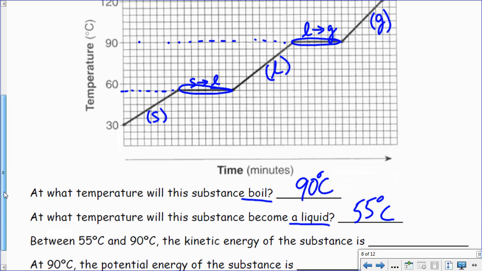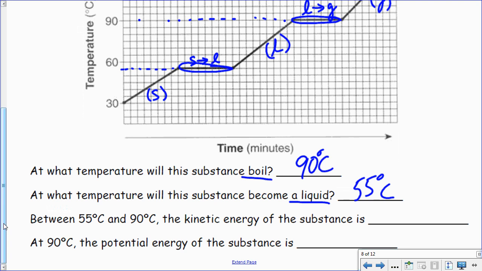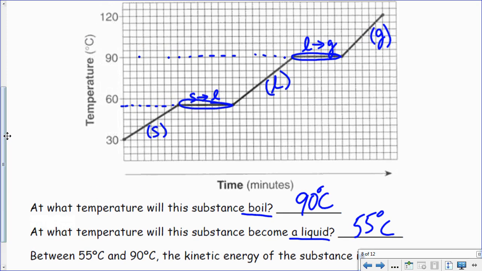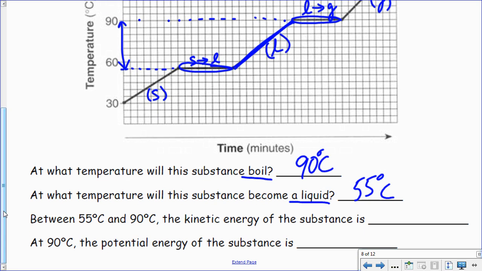So a lot of things from this chart we can get. It says between 55 and 90 degrees, the kinetic energy of the substance is. So between 55 here and 90 here, what's going on with my kinetic energy? This line right there. It is increasing. Kinetic energy is increasing because there's a change in temperature.